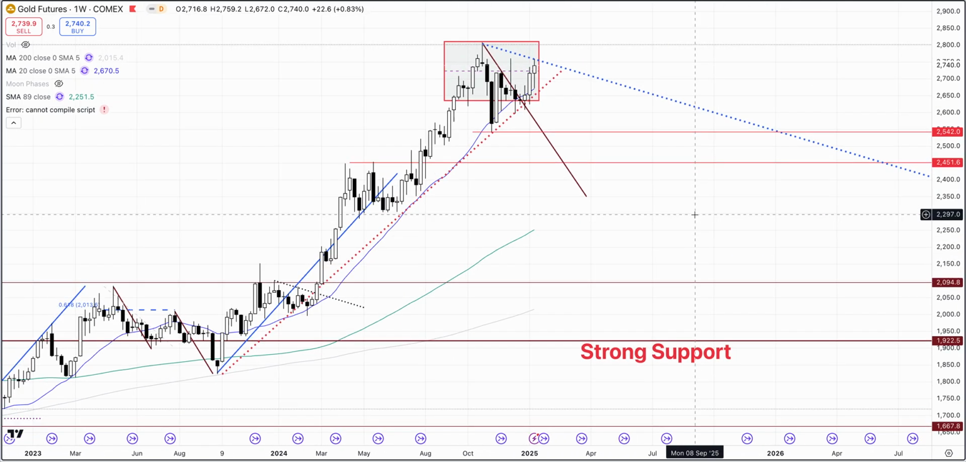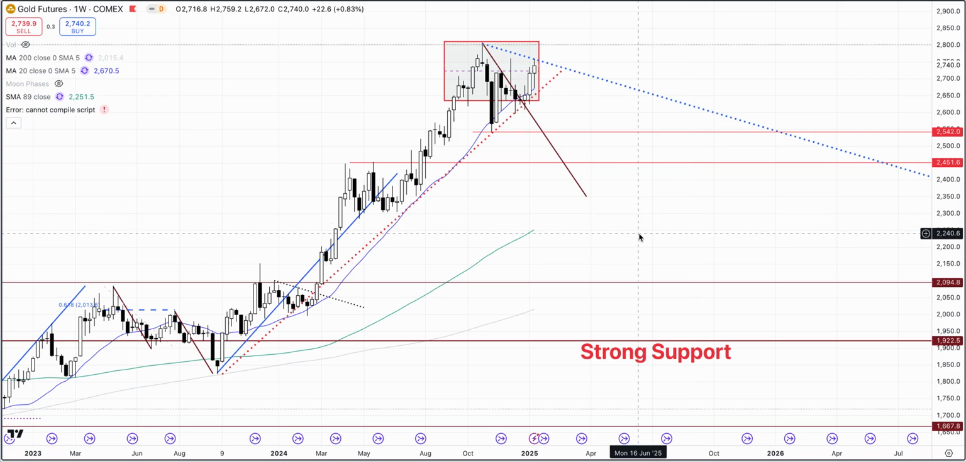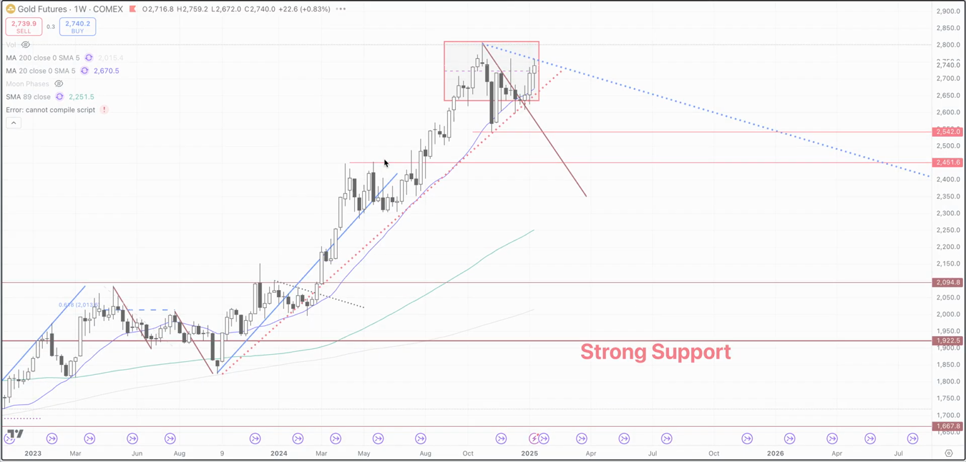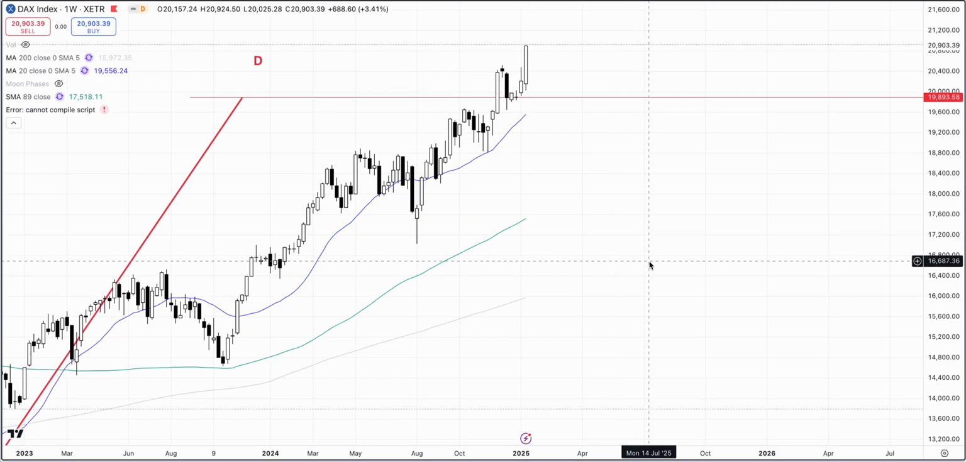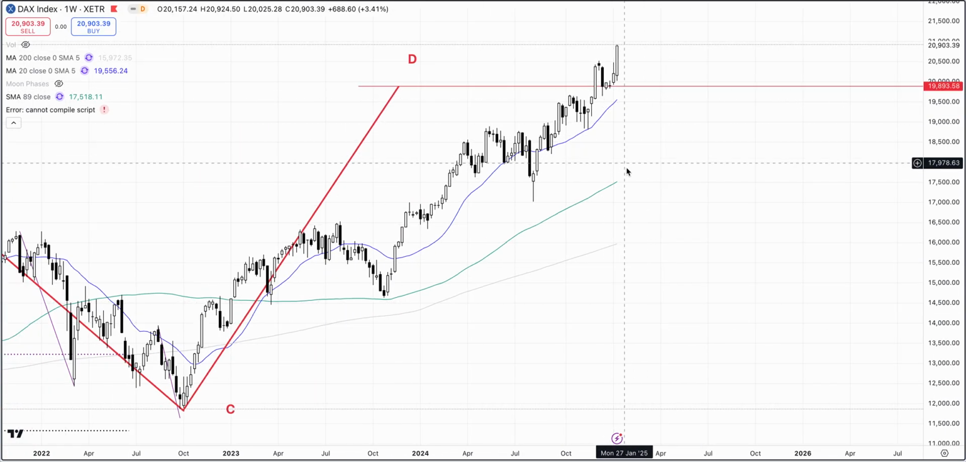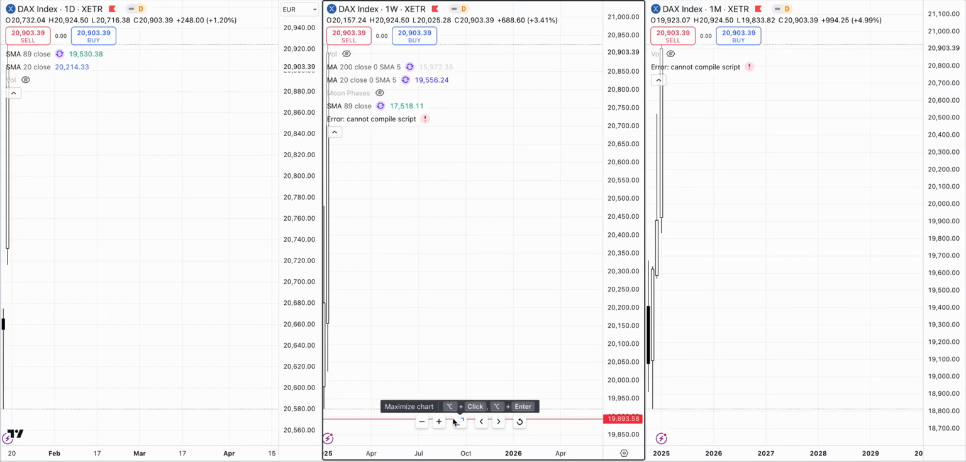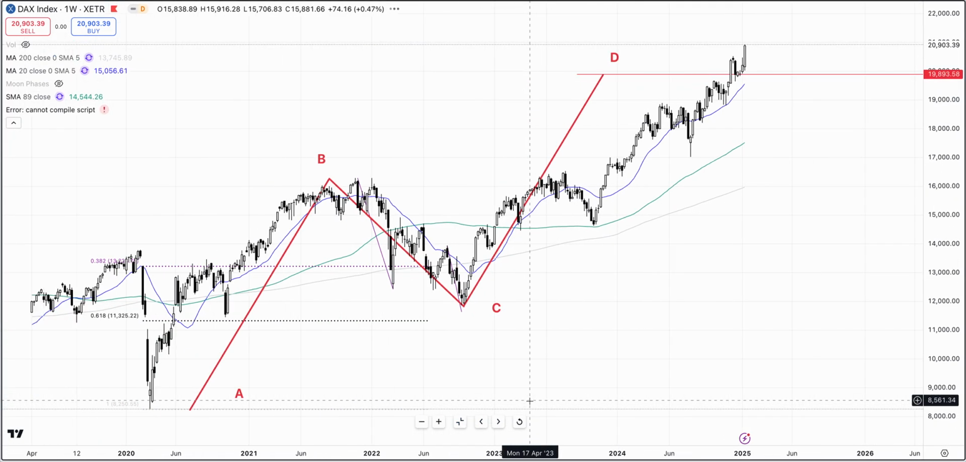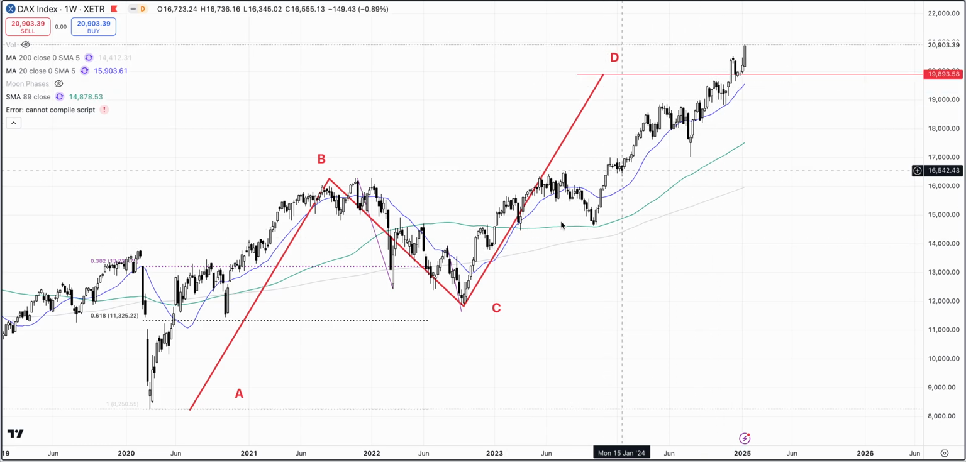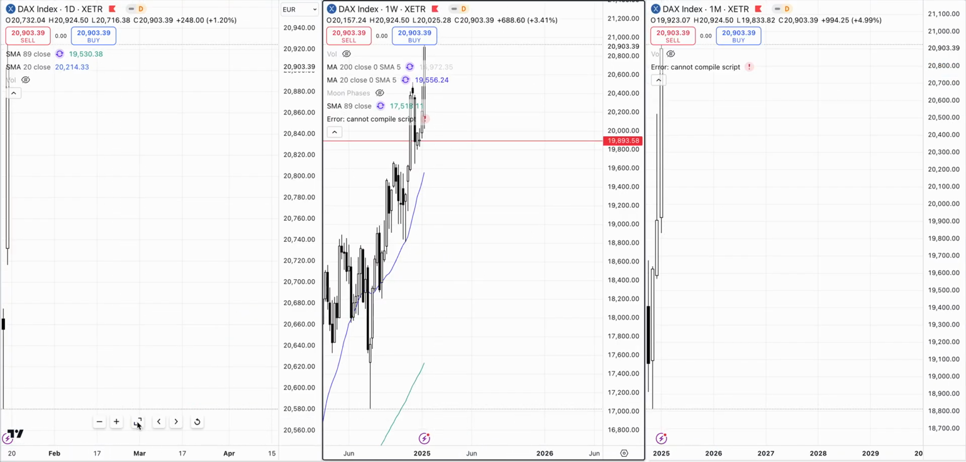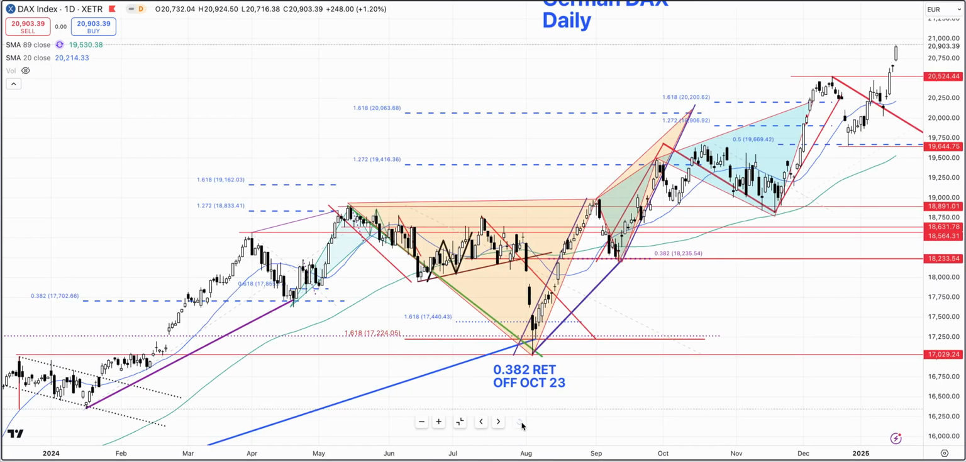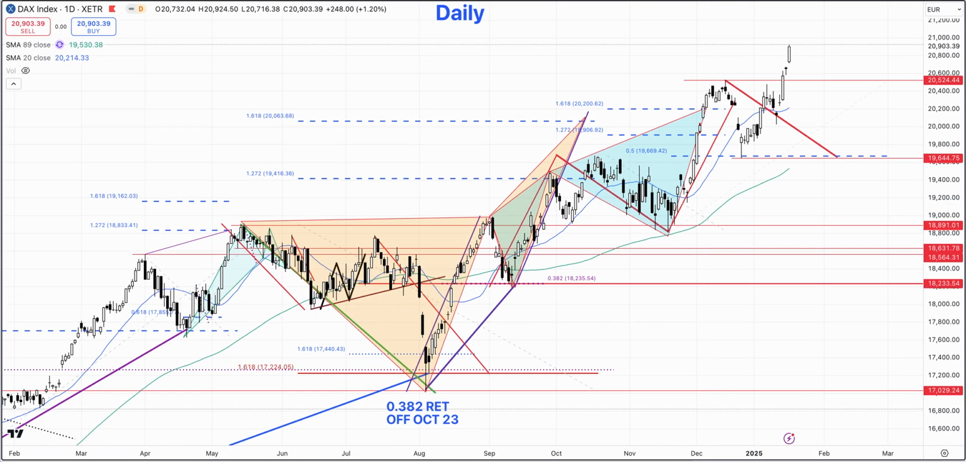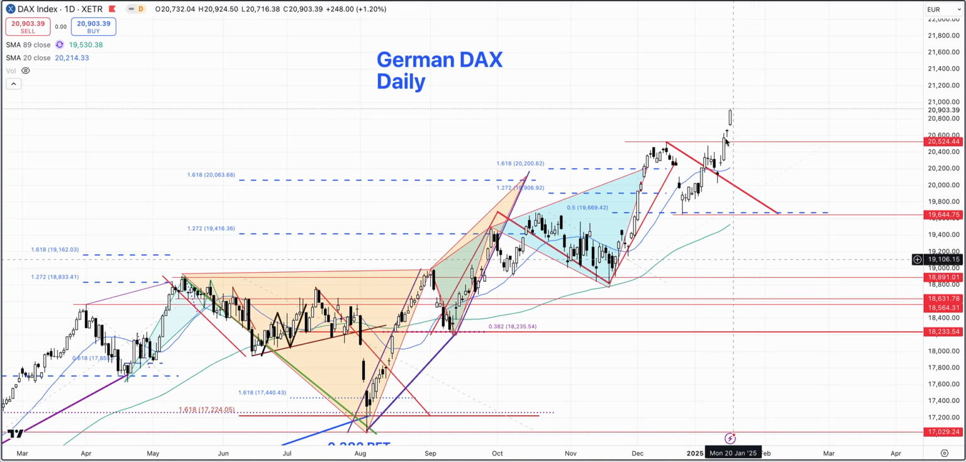Okay, so we have covered gold, we have covered quite a few asset classes. Now let's take a look at the indices. I'll start by taking a look at the German market. This is the DAX. Look, really strong market, very different from the US market. I had this nice ABCD here, but it seems to be extending the CD leg, and on the daily chart, boom, there we go. It looks like a runaway bull market right here. It's just a very strong close last Friday.